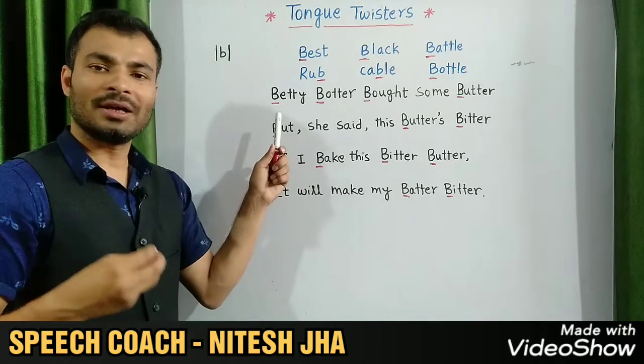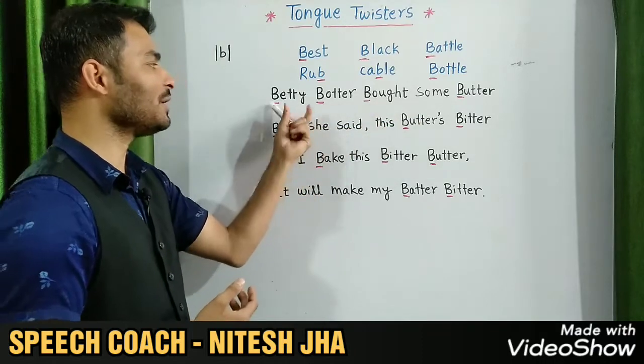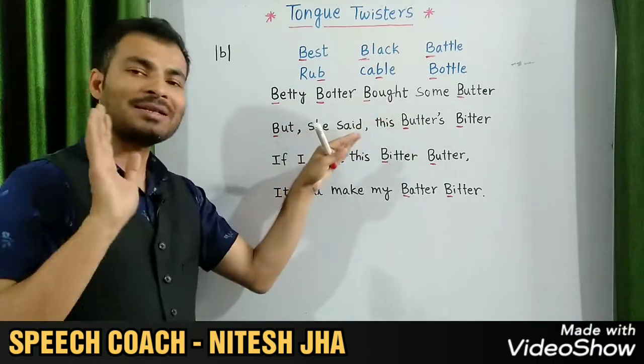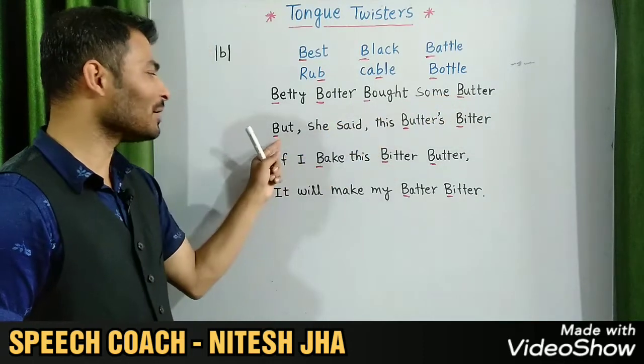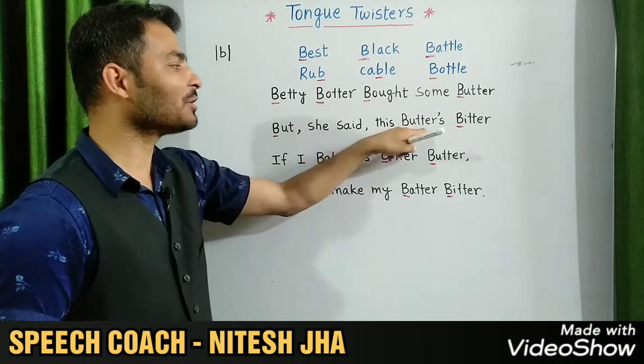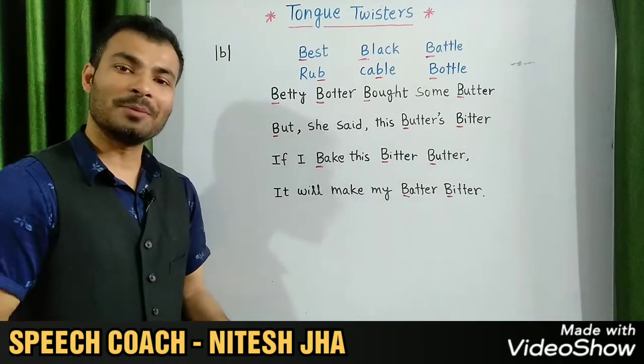Betty is a person who bought some butter. Betty Butter is a name. Betty Butter bought. It's past tense. Bought some butter. Some butter she bought, right? But she said this butter's bitter. This butter is bitter, means not very sweet. Curd is very bitter, right?